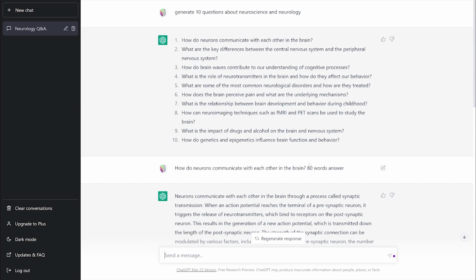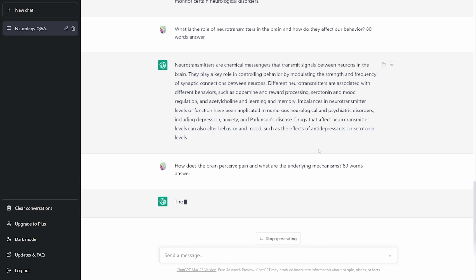All right. Let's move on to the next question, and it's going to be, how does the brain perceive pain and what are the underlying mechanisms? All right, and give me an 80 words answer. And let's see the answer.